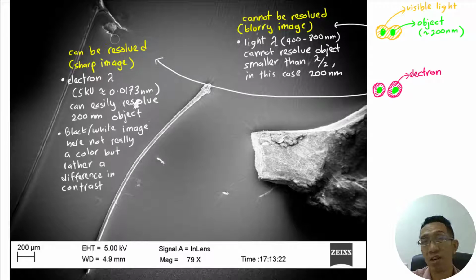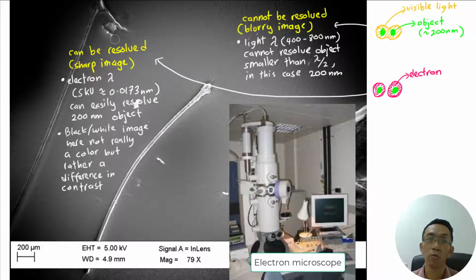An electron will generate a corresponding wavelength depending on its applied voltage. Typically, the generated wavelength is much tinier than the wavelength of light. For example, at 5 kilovolt, an electron will generate a wave around 0.0173 nanometer, which is more than enough to resolve a 200 nanometer object. Typically, in an electron microscope, you will see a black and white image. And this is not black and white as in color.